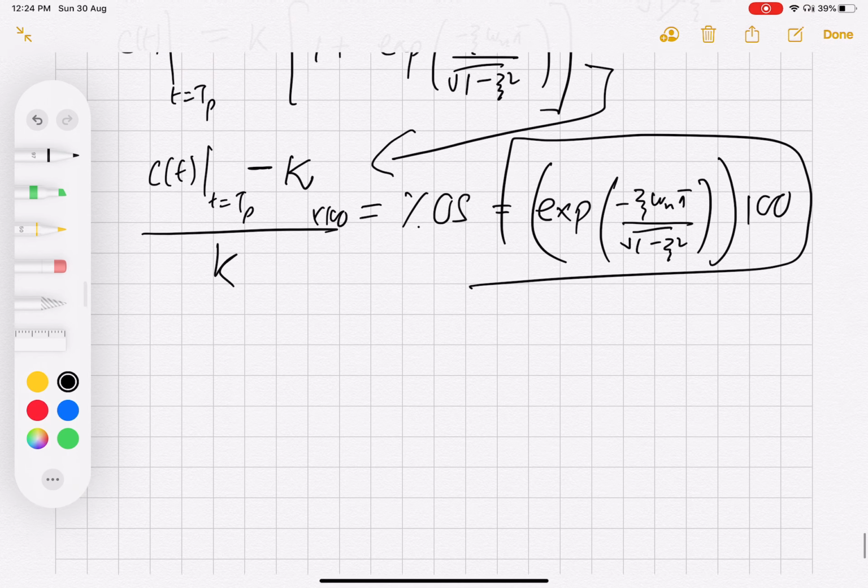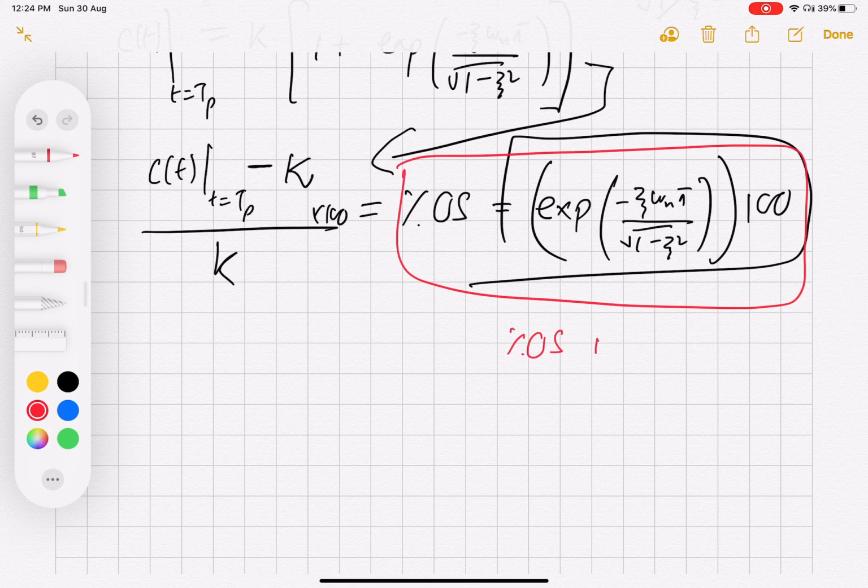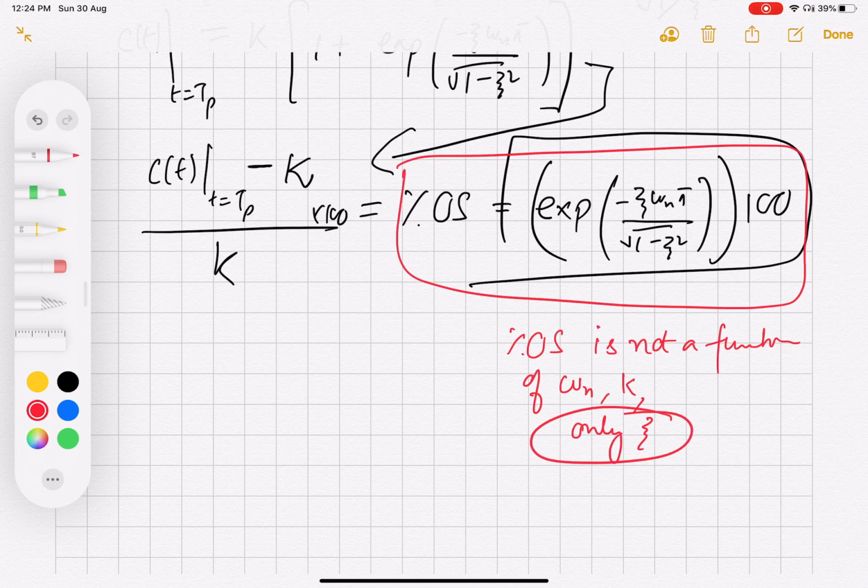So one very interesting conclusion of this is that the percent overshoot is only a function of zeta. So percent overshoot is not a function of the other important parameter, omega n. It is not a function of k. It is a function of only zeta, right? Okay, so this was about the other important parameter, which was the percent overshoot.